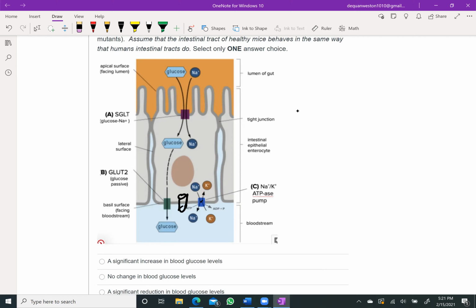That gradient is maintained by this protein right here. So this protein maintains the gradient. And then because of that gradient, this protein can bring glucose into the cell. So now let's say we put this protein channel here that just lets sodium flow freely into the cell, into the bloodstream. It's at equilibrium. Well, that's not really going to create much of a gradient for this one to work. So once we put this protein in, there's going to be a significant reduction in the blood glucose levels.